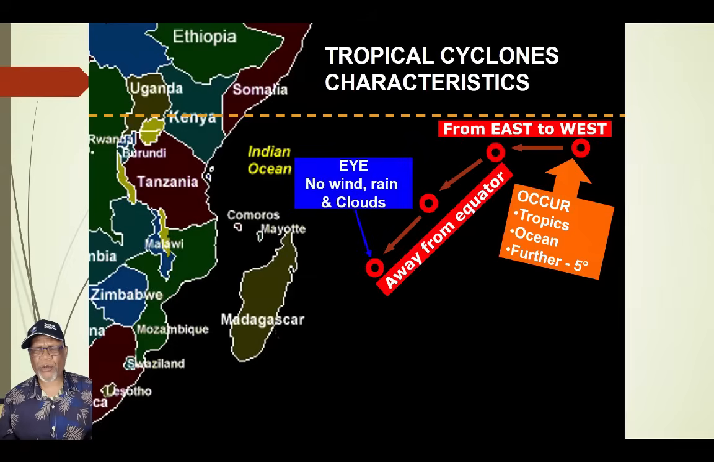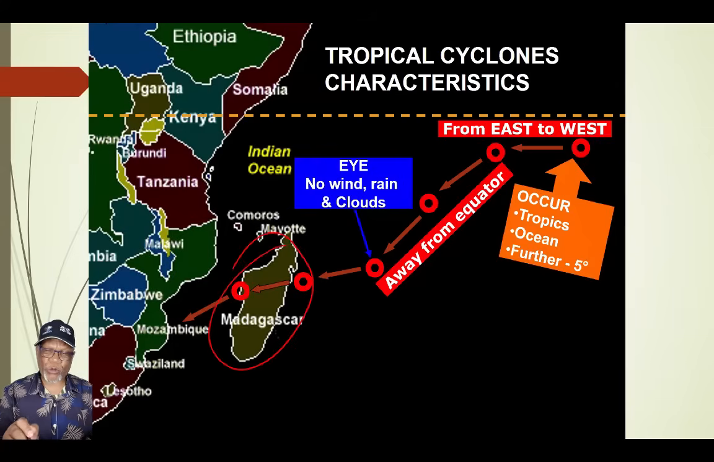And now we're looking at the condition of the eye of a tropical cyclone. There is no wind in the eye of the tropical cyclone. There is no rain in the eye of a tropical cyclone. And there are also no clouds. So obviously, without clouds, you will not get rain. So this is the movement of tropical cyclones. They move from east to west.